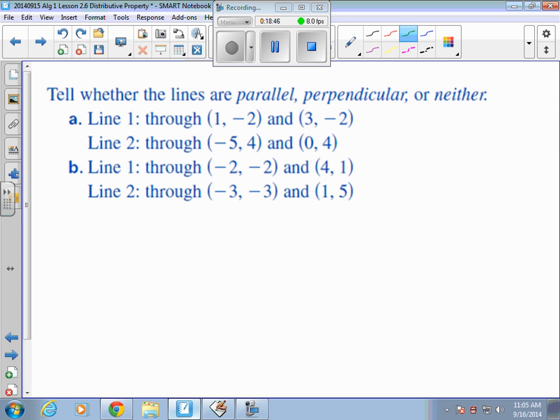Okay, take about a minute and determine if these lines are parallel, perpendicular, or neither one.